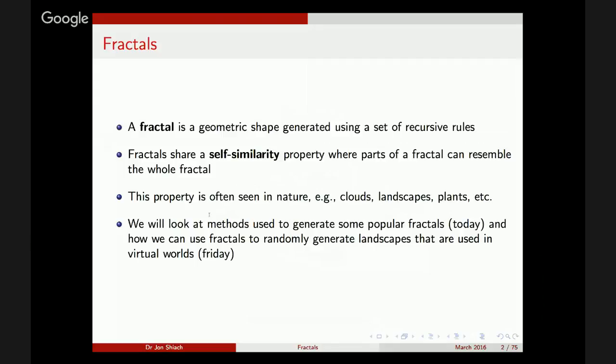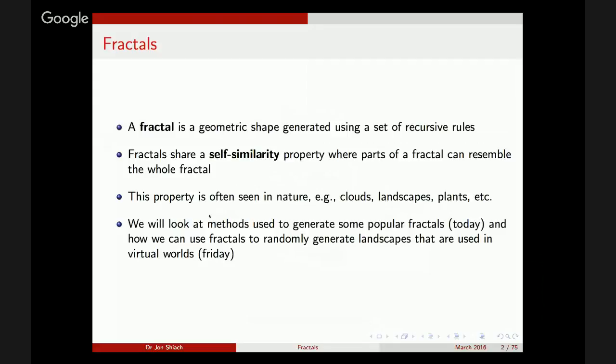The term was coined by a guy called Benoit Mandelbrot in the late 70s. You may have heard of his famous fractal called the Mandelbrot set, which we'll be looking at in a bit. But fractals are interesting because they share a self-similarity property. What this means is, if you zoom in on part of a fractal and blow it up, it resembles the whole of the fractal. Okay, so self-similar means when you zoom in on a section of a shape, it resembles the whole shape.